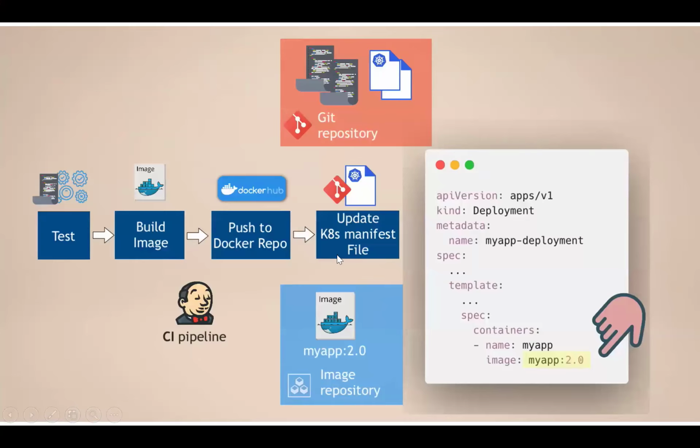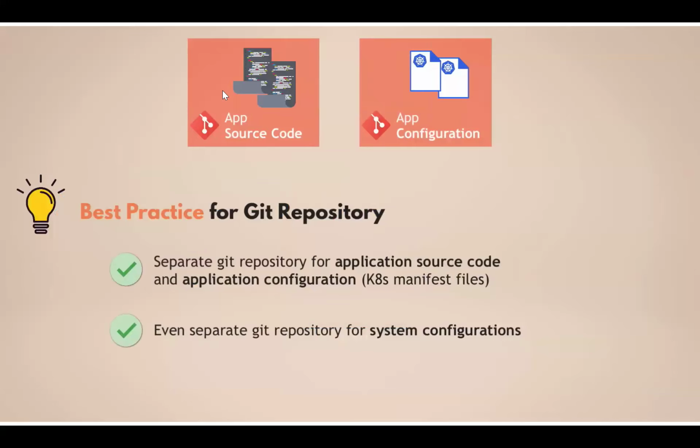So what will it do now? अब ये क्या कर रहा है? So again, you have this CI pipeline: test, build image, push to the repository, update the K8 manifest file, which is in a different Git repository. So it looks like this.